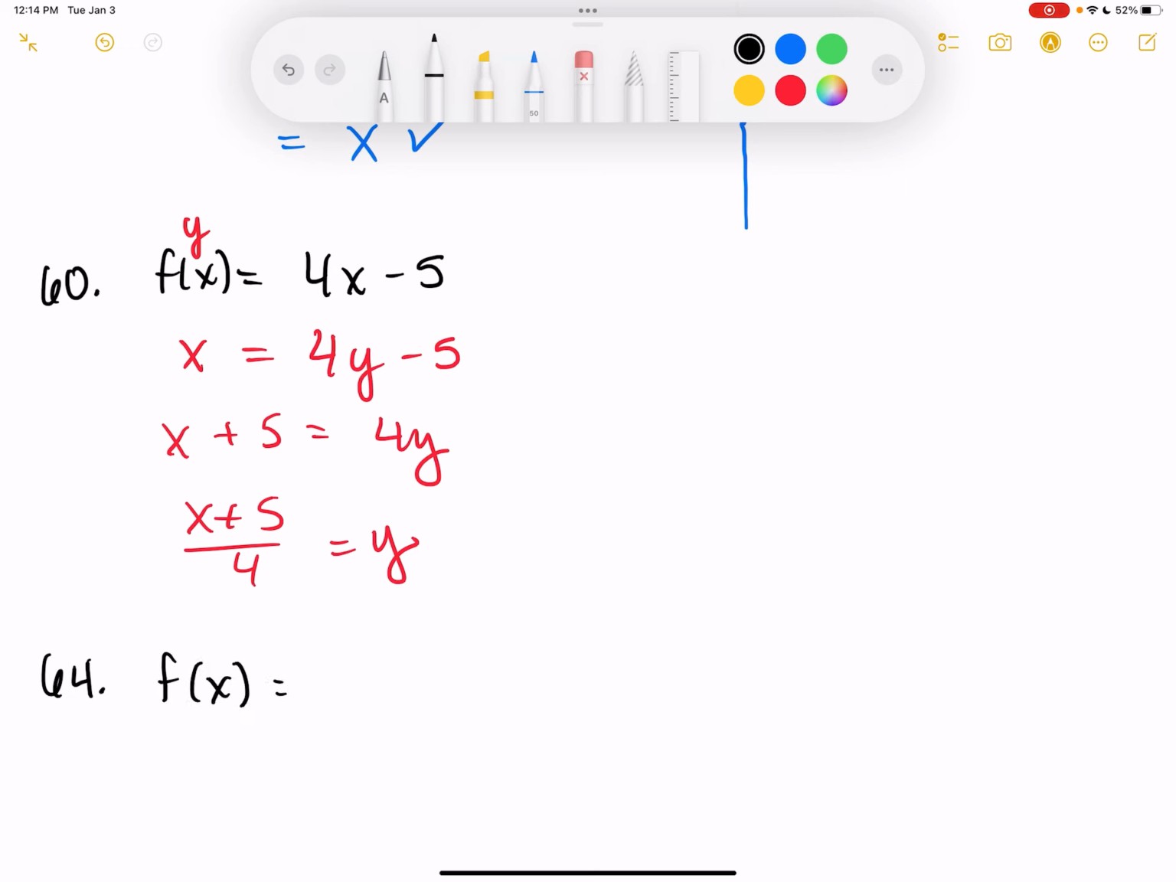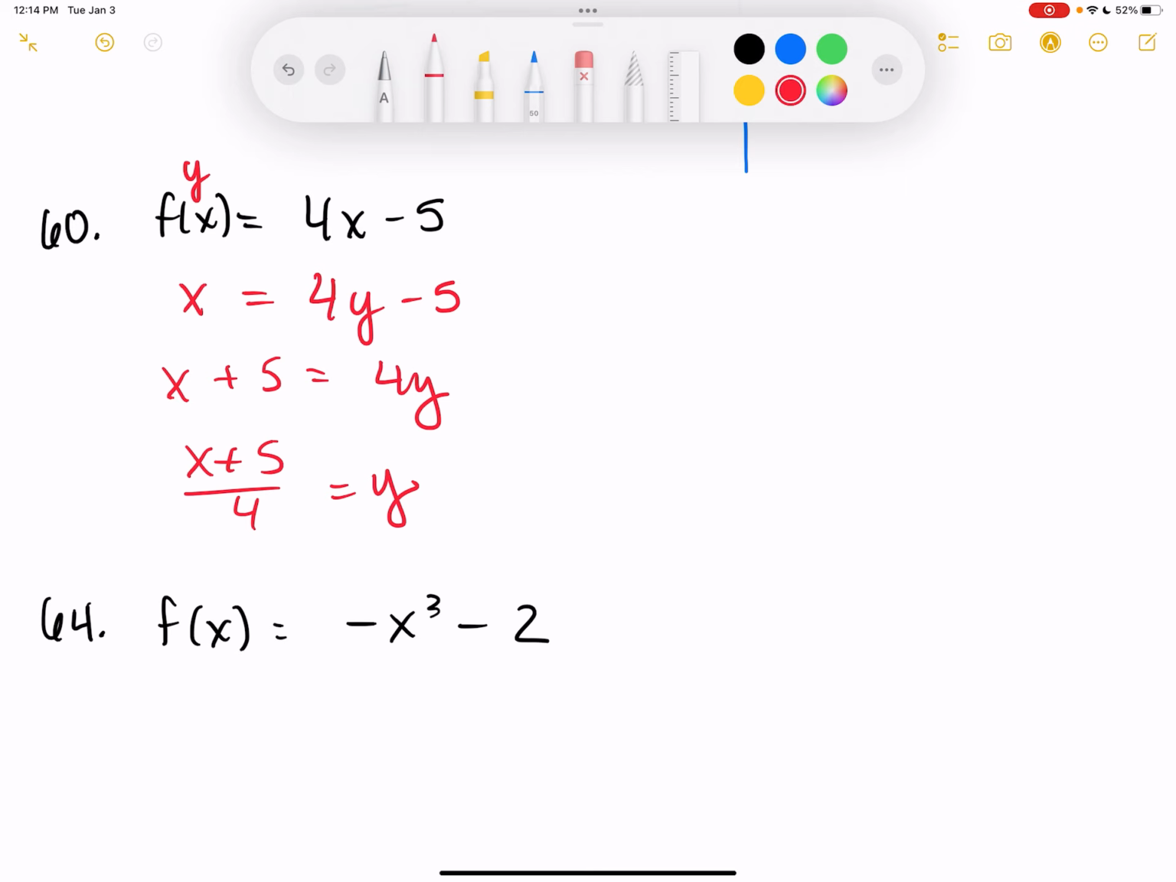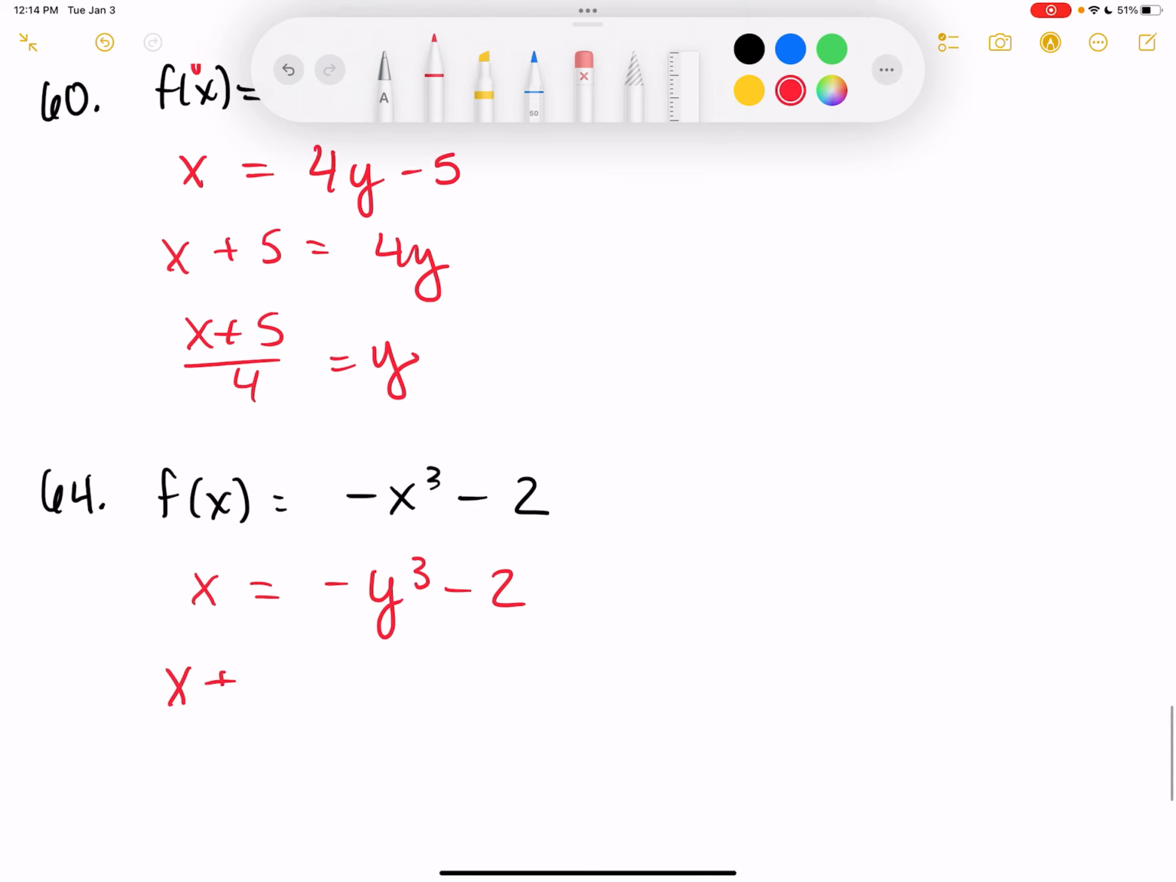All right, 64. f of x is equal to negative x cubed minus 2. So swap x and y. So x is equal to negative y cubed minus 2. Add 2, so x plus 2 equals negative y cubed. Divide by the negative, so that gives you negative x minus 2 equals y cubed. How do I undo the cube? Cube root each side.